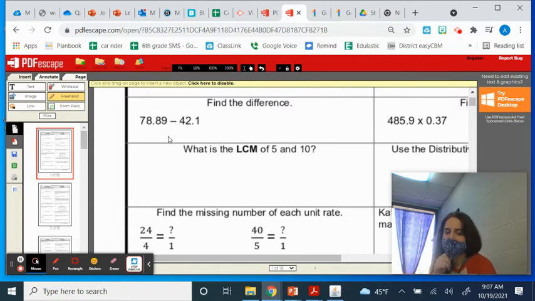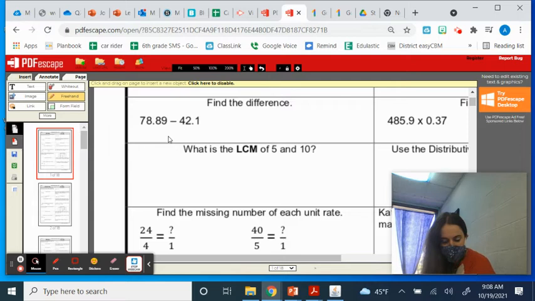What does LCM mean? Least common multiple. And so all that means is that you find the multiples of 5 and 10. It's not 5. 5 is not a multiple of 10. It would be 10 because when you skip count, 10 is the lowest number that goes into both.